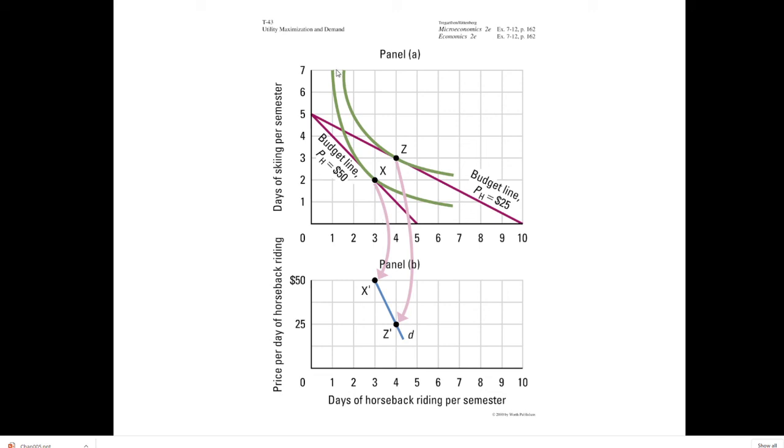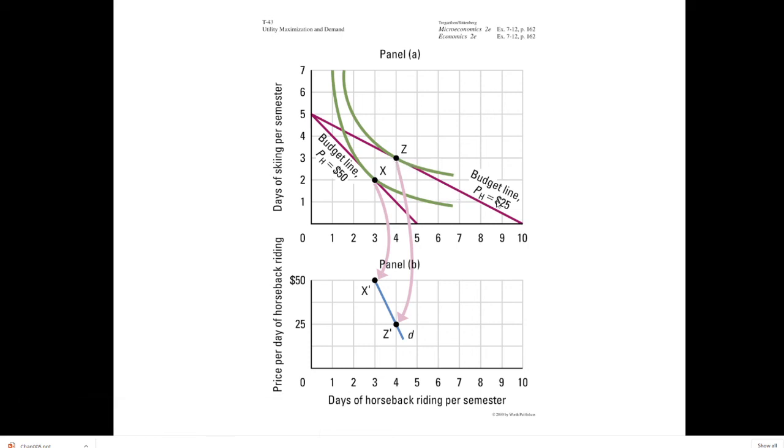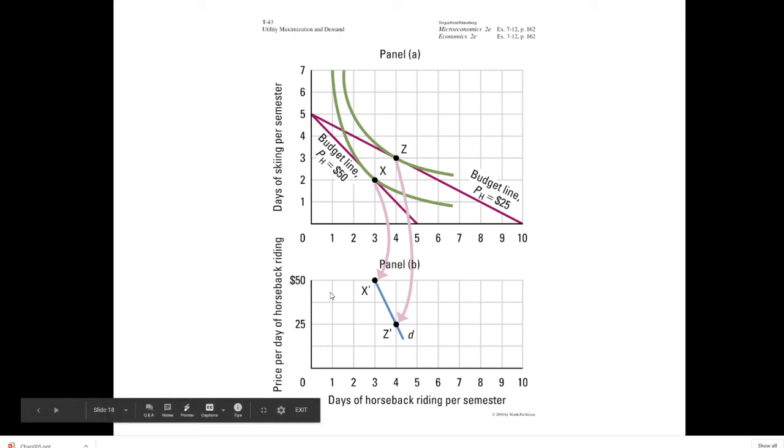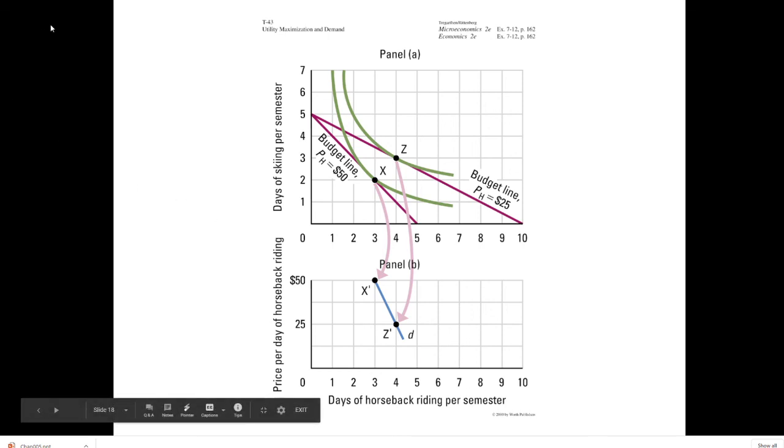And just to show you right here, the budget line, when the price of the good was $50, we bought 2 of the goods. Come down to the demand curve, price is 50, we buy 2. When the price is now 25, the curve goes out, we can now hit that curve, and we're willing to buy 4, and again shows you why the demand curve is downward sloping.